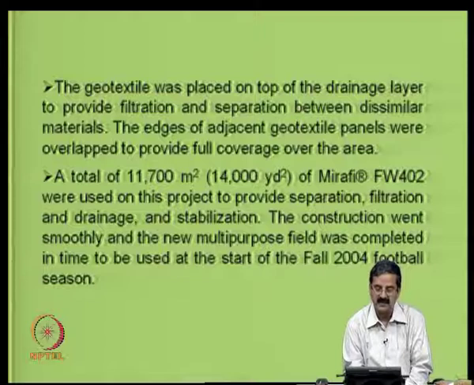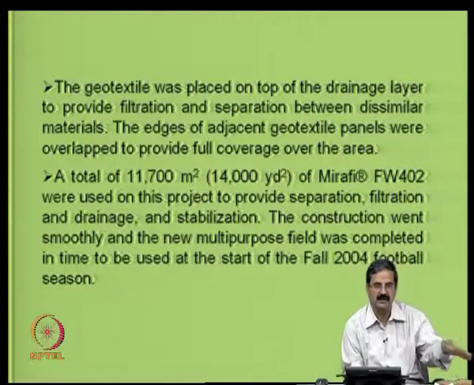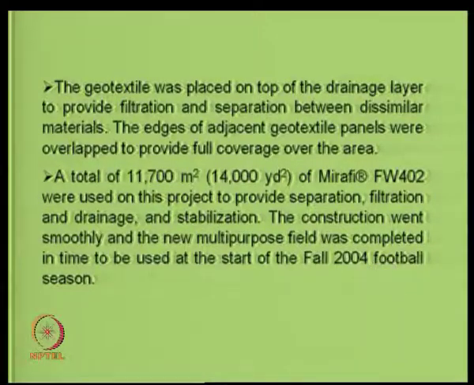The edges of the adjacent geotextile panels were overlapped to provide full coverage for the area. Normally these are available in some square meters, and you must be able to see that there is enough overlap and also proper joining, such that there is no problem of leakage or any other issues associated with that. So, they have used significant quantities, like 11,700 square meters, which is quite big.